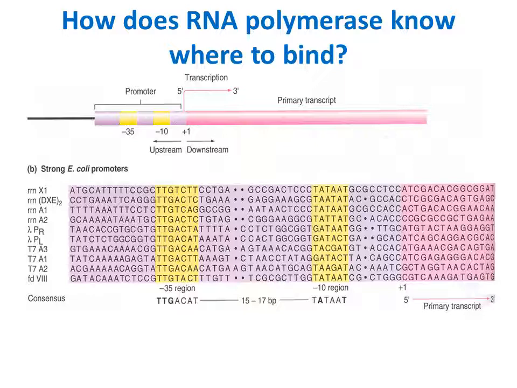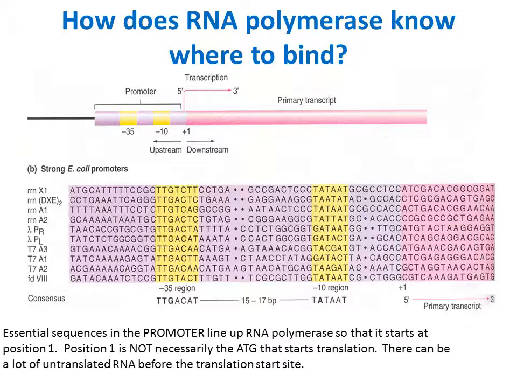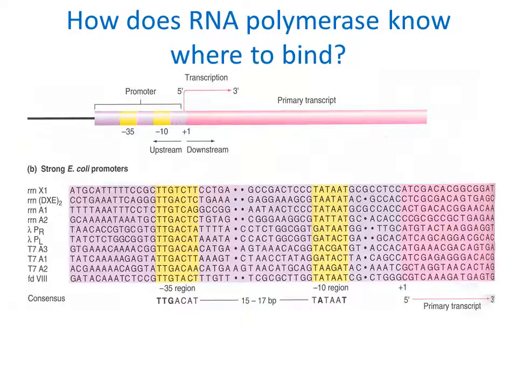So here we have a series of promoters from different strains of E. coli. And as you can see, there are regions that are homologous from one strain to the next. And these are all indicating to the RNA polymerase to bind there, which is just upstream of the gene. Again, as I've said, essential sequences in the promoter line up RNA polymerase, so it starts at position 1. And position 1 is not necessarily your ATG or your AUG once it gets transcribed into RNA. There can be a lot of untranslated RNA before translation starts.